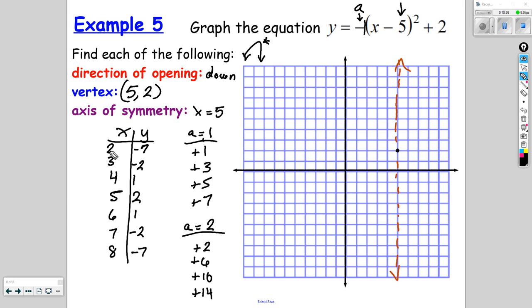Now let's plot those values. And here we get our downward facing parabola.